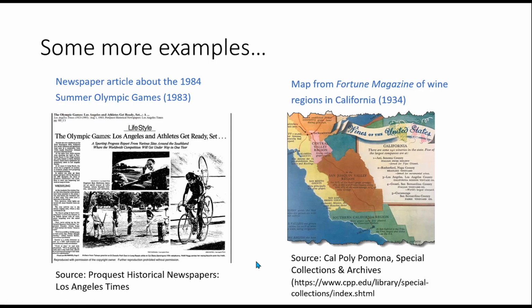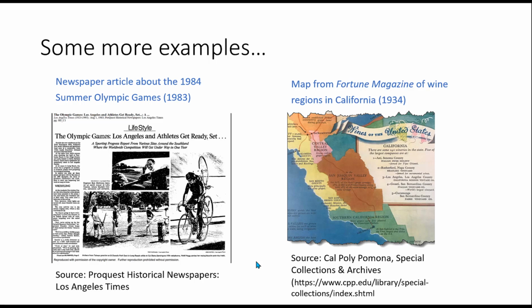Here are two more examples of primary sources. The image on the left is a newspaper article from the Los Angeles Times about the 1984 Summer Olympics, which were held in Los Angeles. Because this article is more than 30 years old, you will not find it easily on a Google search, and you will have to pay for access to it. However, you can access it through the library's Los Angeles Times historical newspaper database.